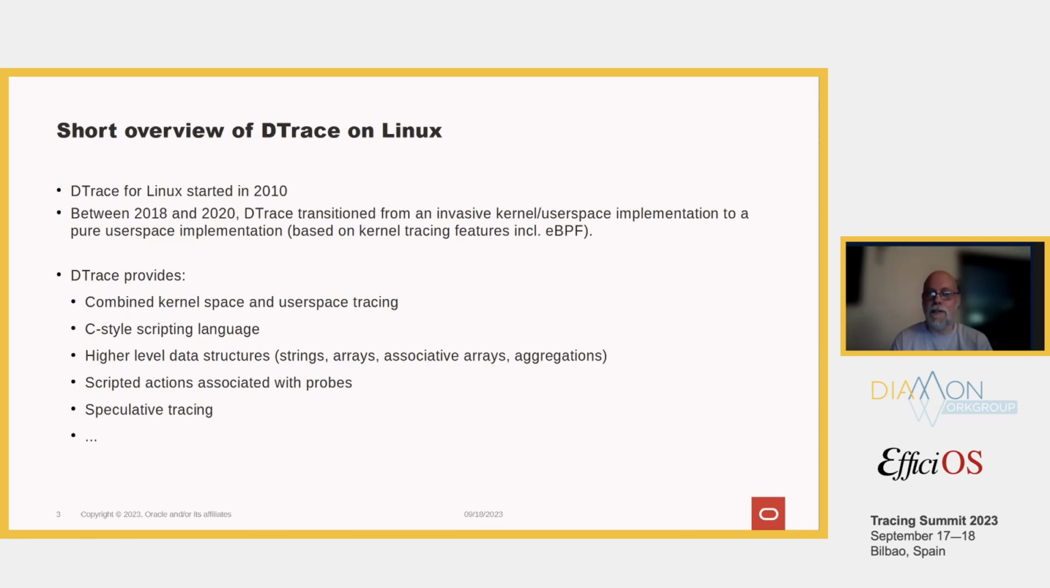So DTrace provides tracing both for kernel space and user space. Obviously all tracing is done at the kernel level, but it's done in a consistent manner so you can truly see through the whole stack what is going on in your system. It uses a C-style scripting language, is what I would call it, which gets compiled into BPF. We have various higher-level data structures that have been implemented, and you associate actions with probes, and then there is speculative tracing that makes it possible to commit or drop tracing data that was collected based on later events.